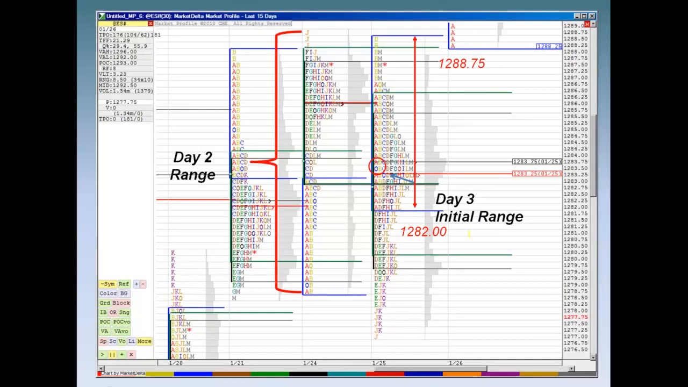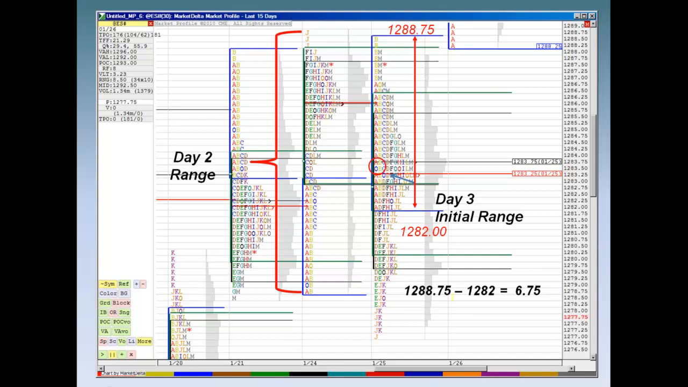All right, so our initial range in this case was 1282 to 1288, and we've calculated that we have 10 points. So if this is our extreme, as we've identified it, we would add 10 points to our extreme, and then it should identify for us where, in fact, the range is likely to be.